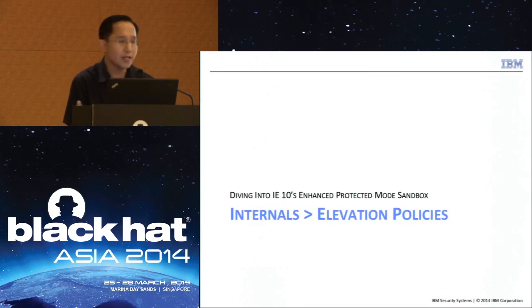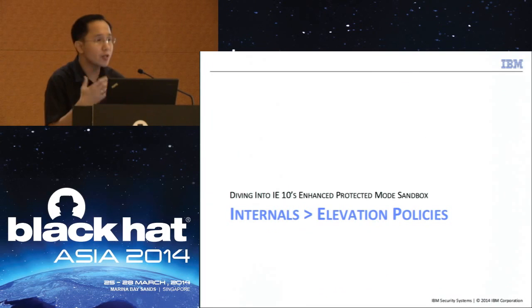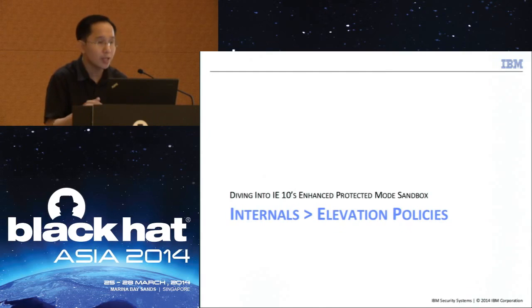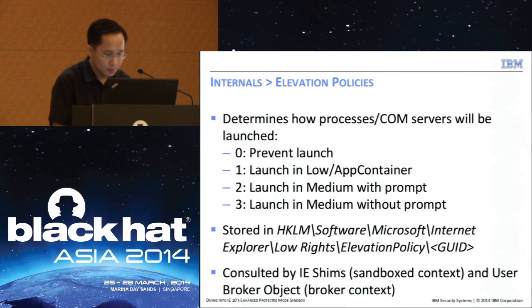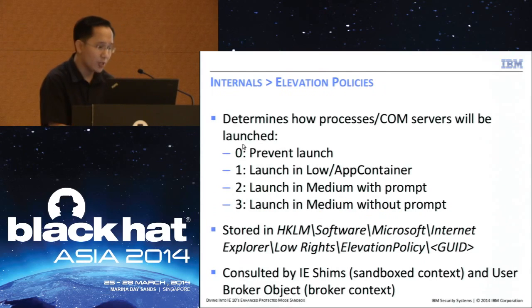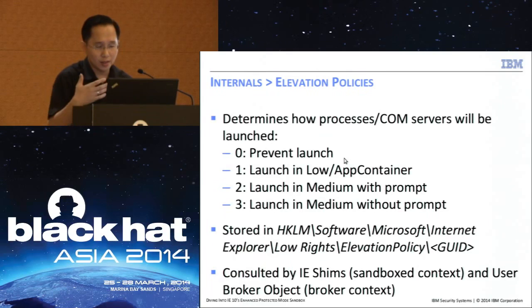I mentioned earlier that IE shims consults the elevation policies to determine what to do if it had intercepted the launch-type APIs. Elevation policies determine whether to prevent launching of the application or a COM server. An example of policy number 0 is cmd.exe.